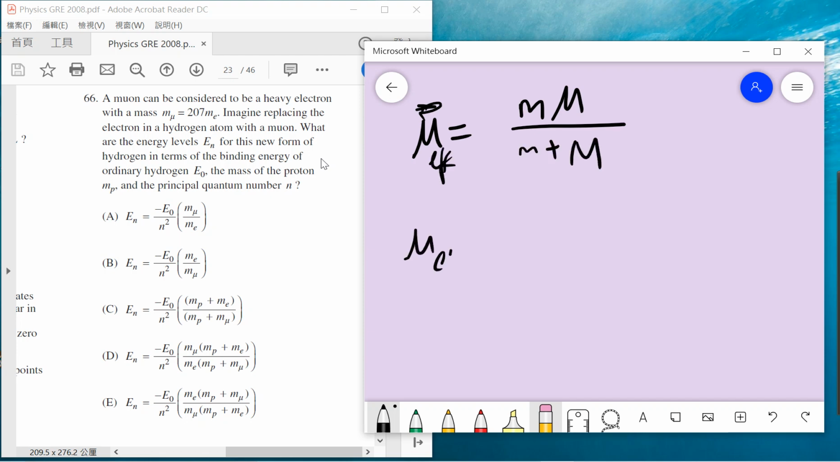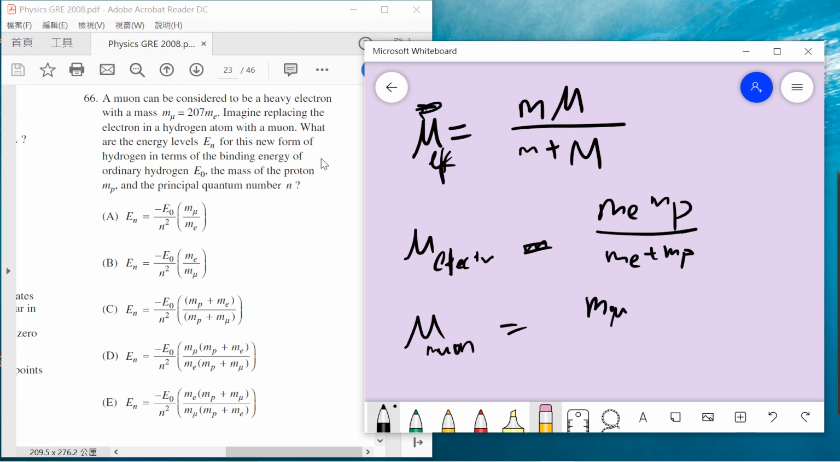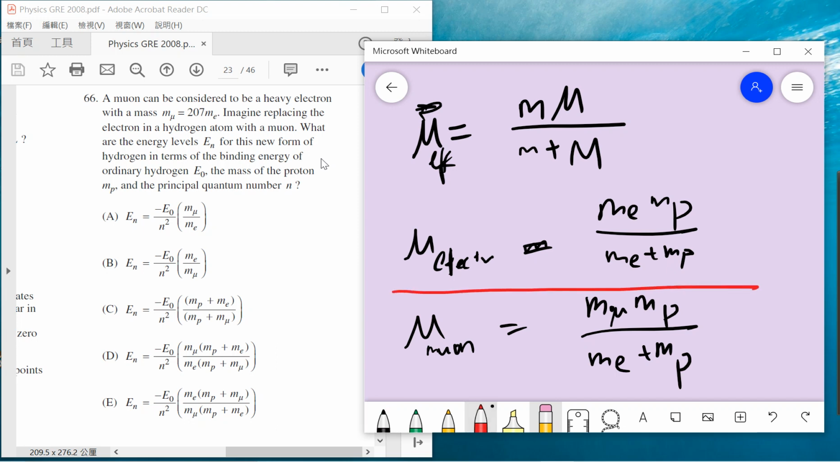So for the electron, what we have is me times the proton mass mp divided by me plus mp. But now the effective mass for the muon is mu times mp divided by mu plus mp. So the energy is just proportional to the mass term. So basically the answer must be their ratio.